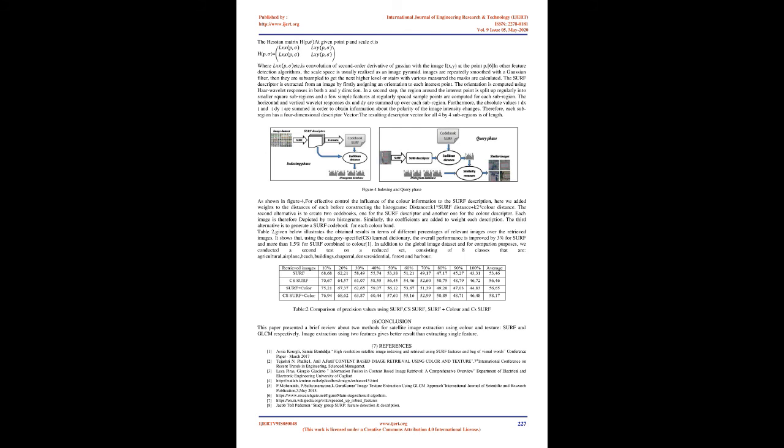Table 2 given below illustrates the obtained results in terms of different percentages of relevant images over the retrieved images. It shows that, using the category-specific CS learned dictionary, the overall performance is improved by 3% for SURF and more than 1.5% for SURF combined with color. In addition to the global image dataset, and for comparison purposes, we conducted a second test on a reduced set, consisting of 8 classes: agricultural, airplane, beach, buildings, chaparral, dense residential, forest and harbor.